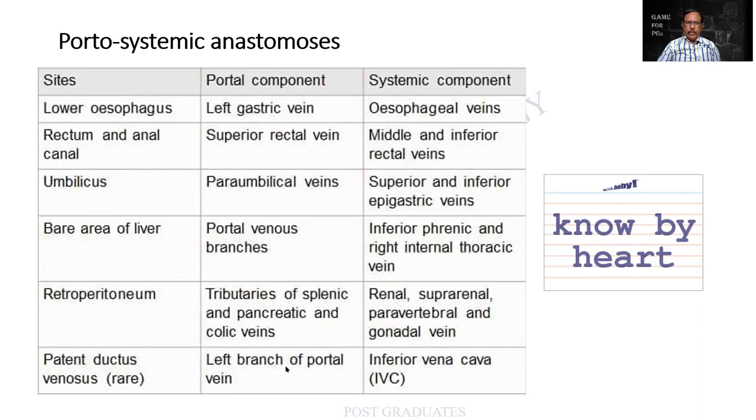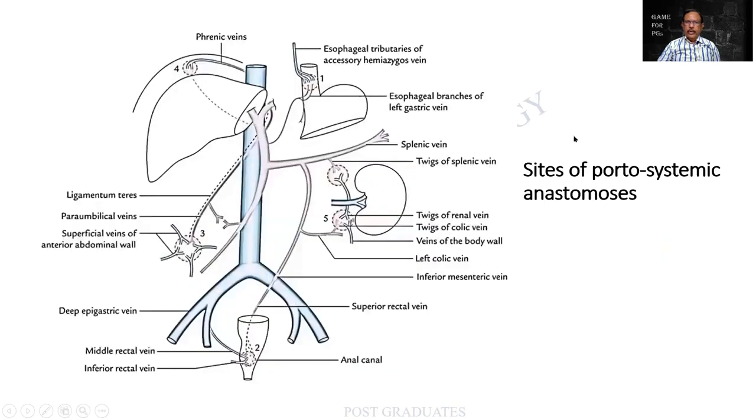And these are the portal components and the systemic components. Please learn them by heart. It is not very difficult, but it is worth its weight in gold. This is what we are seeing. What are the sites of portosystemic anastomosis? So this is the bare area of the liver, the lower end of the esophagus, the rectum and the anal canal, and towards the hilum of the kidney, then the periumbilical region, and the portovenous anastomosis is not shown in this picture. So there are 6 sites where there will be portal systemic anastomosis. Please do remember them, and the components are given.